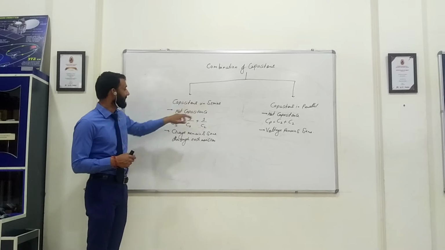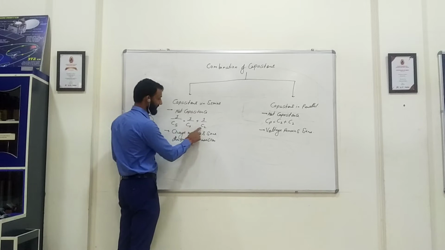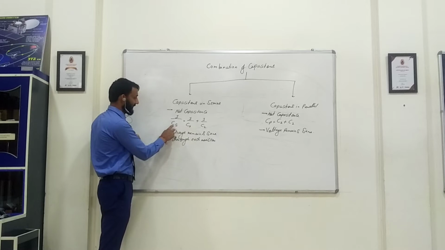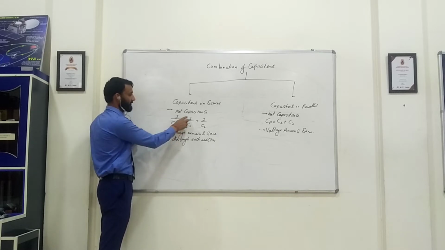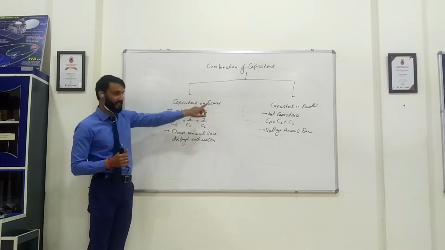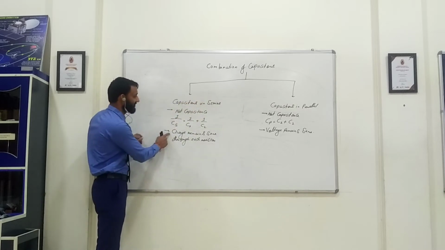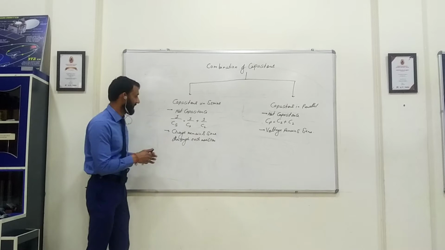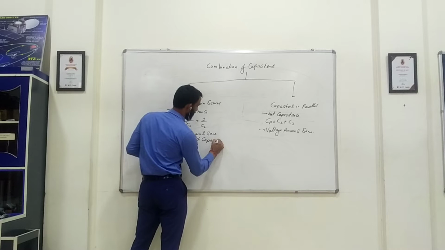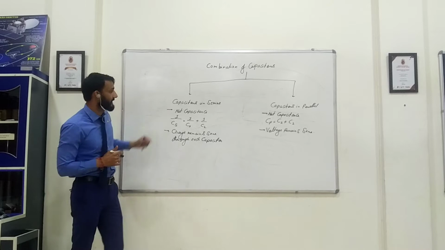In capacitors in series, suppose you have two capacitors C1 and C2 combined in series. Their net capacitance will be given by 1 upon Cs is equal to 1 upon C1 plus 1 upon C2. When capacitors are connected in series, their charge remains the same through each capacitor.